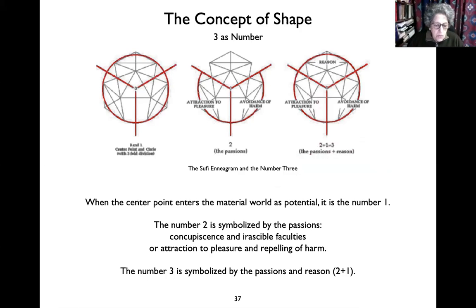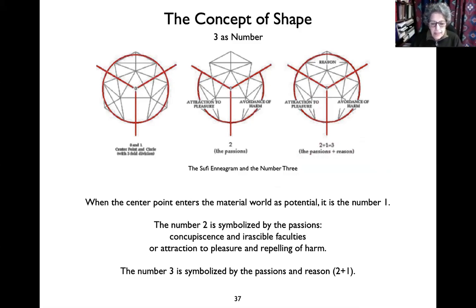So when the center point divides into the 3 aspects of the self, it enters really as just one thing. Then when we add the passions, it becomes 2. And when we add cognition, it becomes 3. So it shows how the Enneagram incorporates the number 3, not in the sense of 3 on the circumference, but just the idea of a pattern from 1 to 2 to 3.